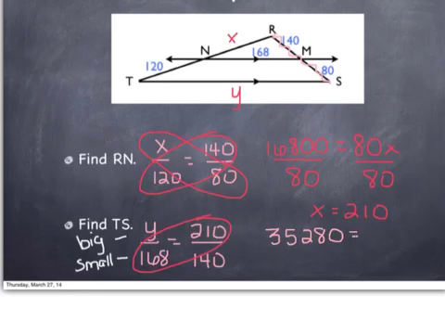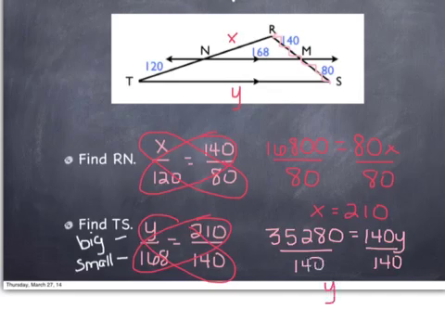And that will equal y times 140. Then divide by 140. Divide by 140. And I end up with y equals 252.